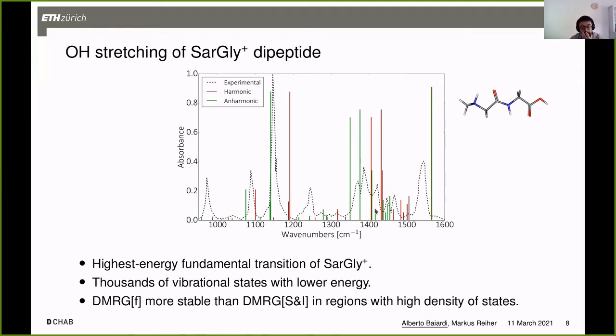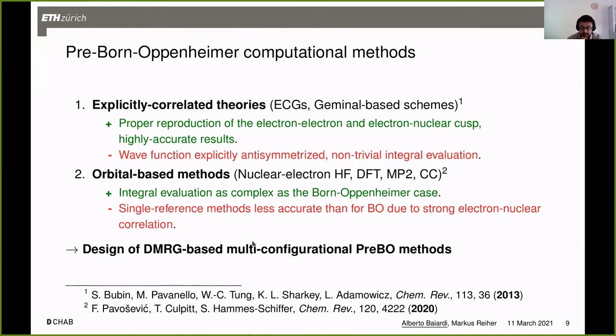At this point, we kind of took a step back and decided to ask ourselves, can we treat molecular vibration from a, let's say, more fundamental perspective without invoking the Born-Oppenheimer approximation, because this is what leads to possibly complicated potential energy operators. Trying to study and calculate molecular energies and properties without invoking the Born-Oppenheimer approximation is the subject of study of so-called pre-Born-Oppenheimer methods, which are mainly divided in two classes.